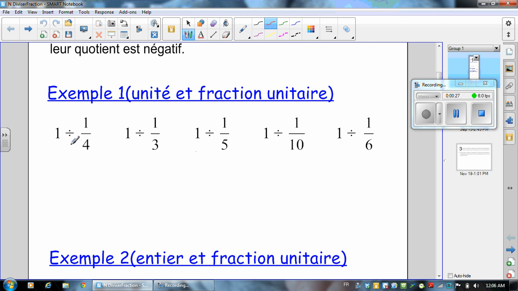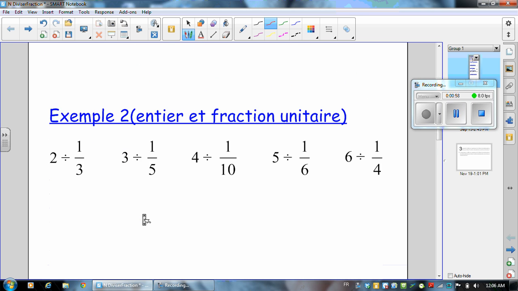So how many quarters are there in one? Well, the answer is 4. It takes 4 quarters to make a dollar. How many thirds are there in 1? The answer is 3. How many fifths are there in 1? It's 5. How many tenths in 1? It's 10. And how many sixths in 1? That's 6. So you should be able to know how to divide a unit fraction and an integer.